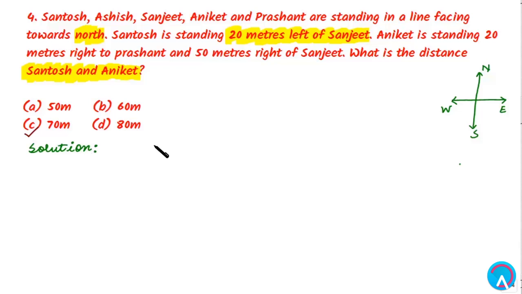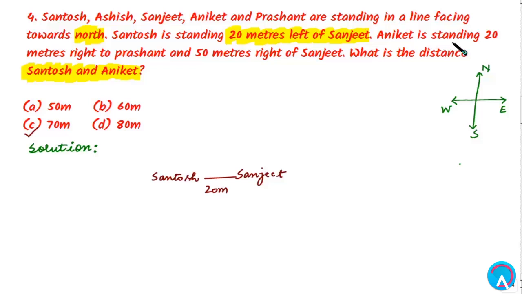The important thing to look out for here is that all the friends are standing in a line and all of them are facing towards north. So when they're facing towards north, towards their right hand side we'll have east and towards their left hand side we will have west. So let's solve the question. The first thing which is given in the question is that Santosh is standing 20 meters left of Sanjit. So if this is the location of Sanjit, then Santosh is 20 meters towards left. So that means this distance between the two is 20 meters.